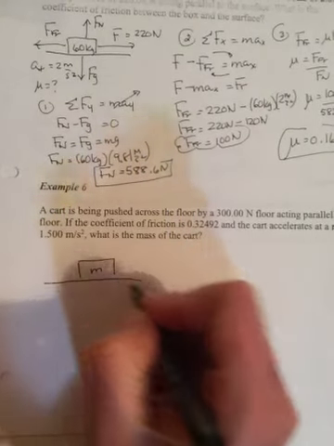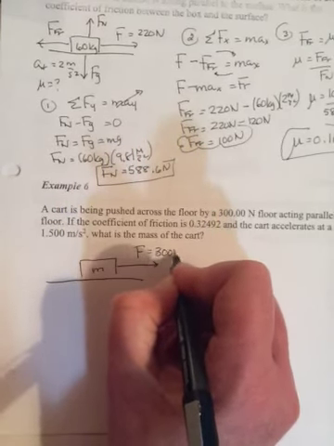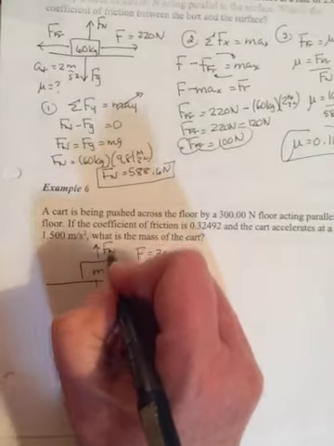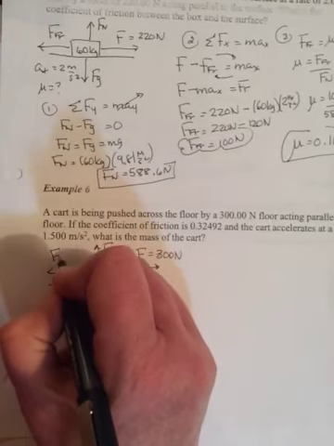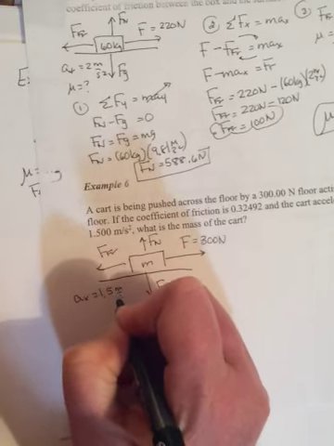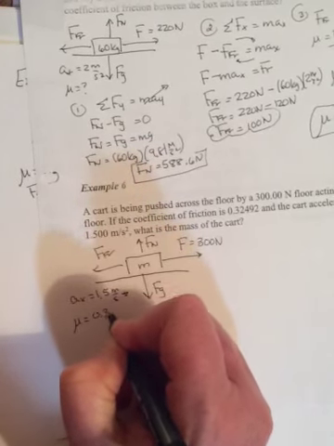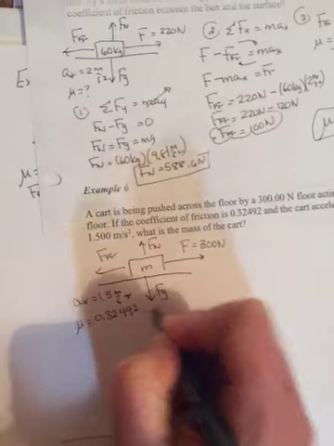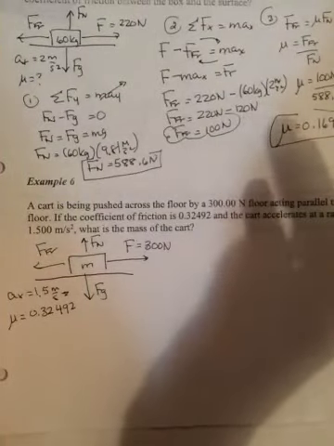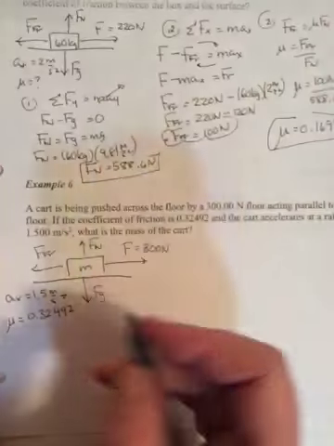Okay, so here's my cart. I don't know its mass, but I know I'm pushing with a force of 300 newtons. We know there's an Fg acting down, an Fn acting up, and friction acting backward. We know that ax is 1.5 meters per second squared, and that mu is 0.32492. And we're looking for m. So now you might say, I don't know what to do because I don't have the mass. Whenever you don't know what to do, the answer is sum of the forces in the y direction.